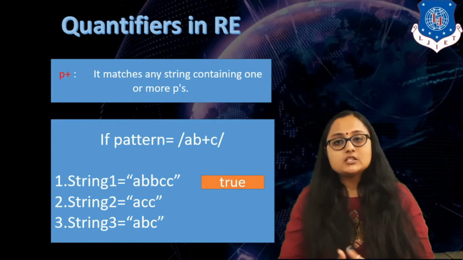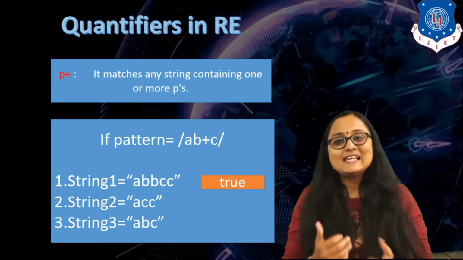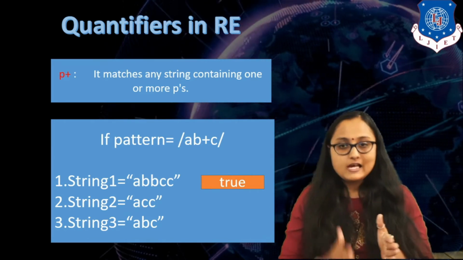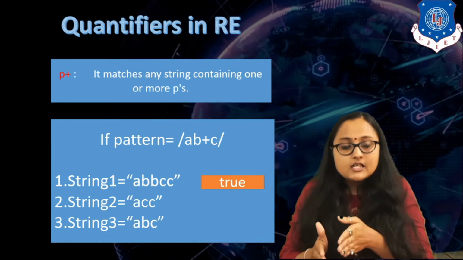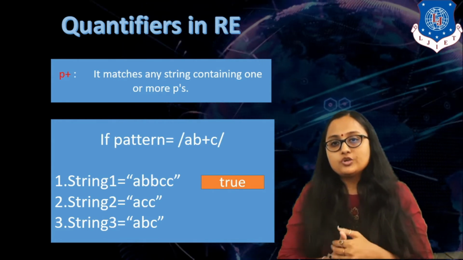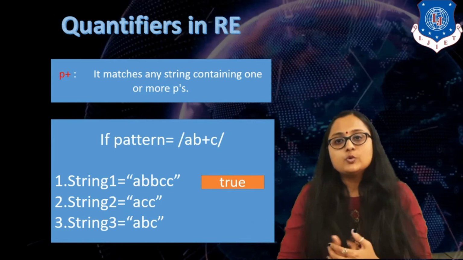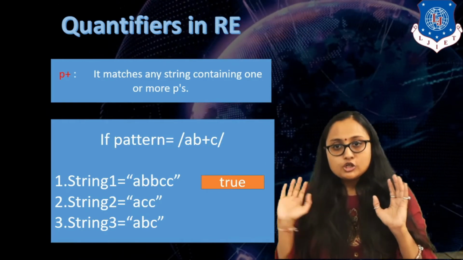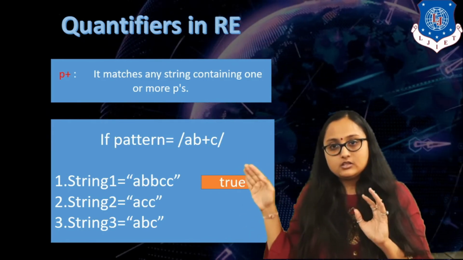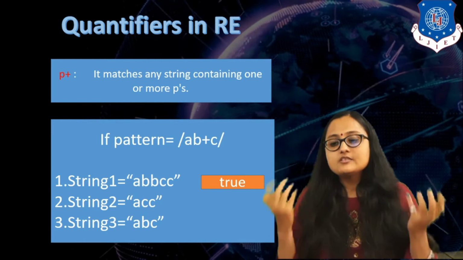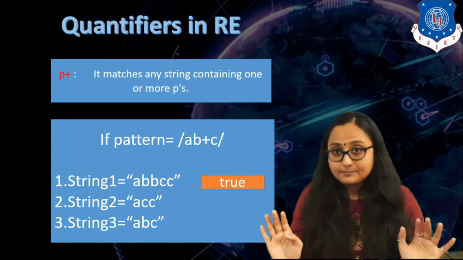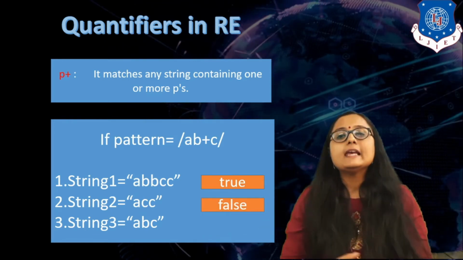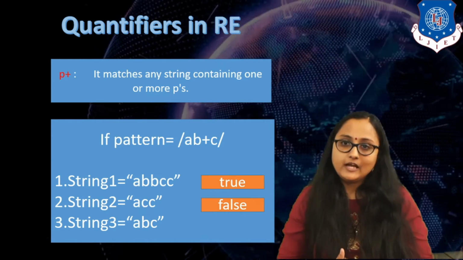The next string is a, c. So I have a, I have c, and in between them b should be repeated one or more times. Is it repeated one or more times? No, it is repeated 0 times. So according to my pattern, is this string valid? No, b is not present at all, which is not accepted. So according to my pattern, this string is invalid.